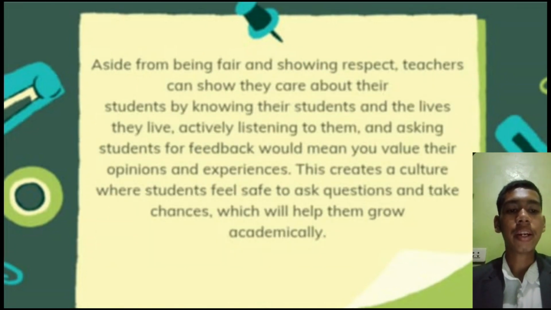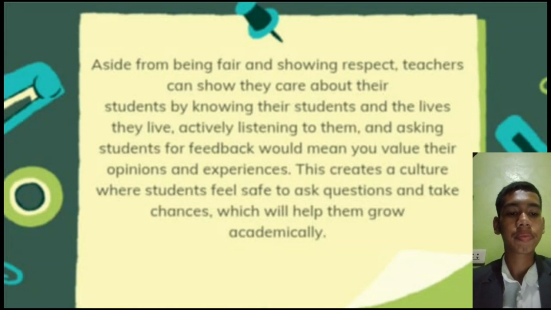Aside from being fair and showing respect, teachers can show they care about their students by knowing their students and the lives they live, actively listening to them, and asking students for feedback, which would mean you value their opinions and experiences. This creates a culture where students feel safe to ask questions and take chances, which will help them grow academically.